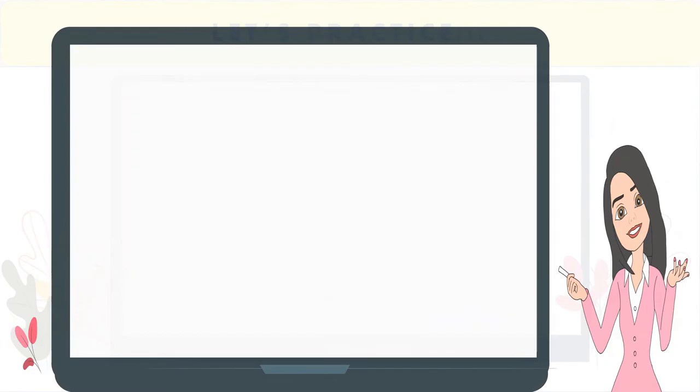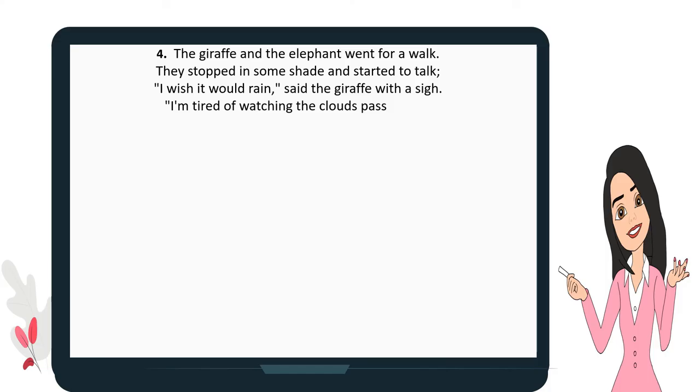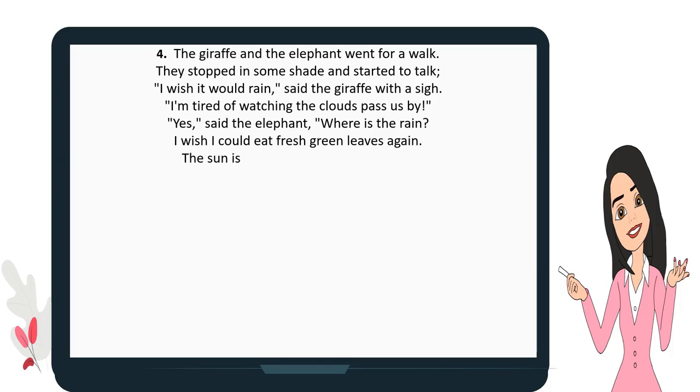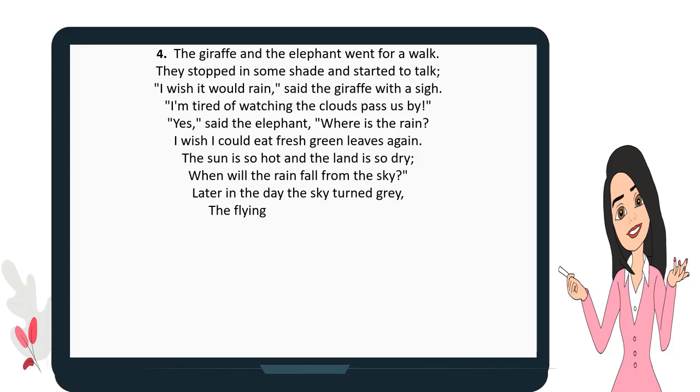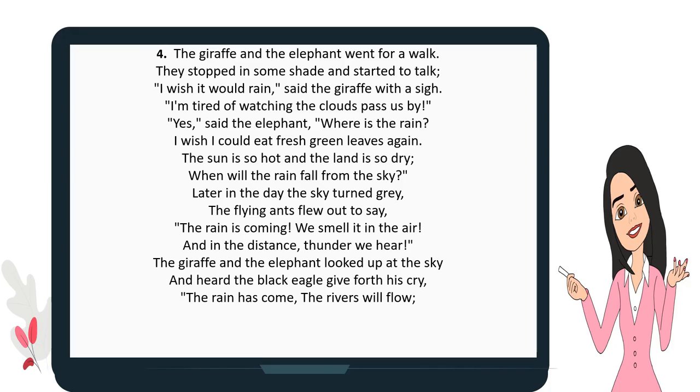Number four. The giraffe and the elephant went for a walk. They stopped in some shade and started to talk. I wish it would rain, said the giraffe with a sigh. I'm tired of watching the clouds pass us by. Yes, said the elephant. Where is the rain? I wish I could eat fresh green leaves again. The sun is so hot and the land is so dry. When will the rain fall from the sky? Later in the day, the sky turned gray. The flying ants flew out to say, the rain is coming. We smell it in the air. And in the distance, thunder we hear. The giraffe and the elephant look up at the sky and heard the black eagle give forth his cry. The rain has come, the rivers will flow, the dry season is over, now the green grass will grow. Where is the rain?